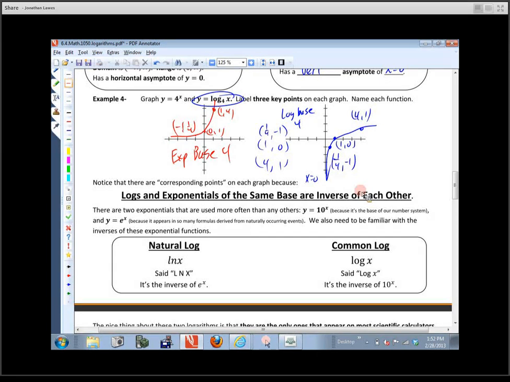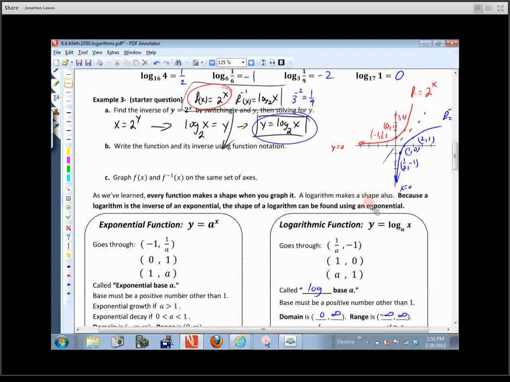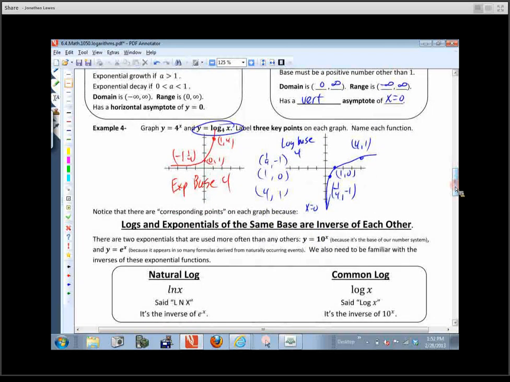Okay, as we've pointed out before, if we were to look at either one of these sets of graphs, they're reflections across the line y equals x. They're inverses of each other. So whether I've got exponential base 2 and log base 2, exponential base 4 and log base 4, those are inverses of each other. So this is huge. This gives us another way to do inverse operations. You know how to undo squaring, you take a square root. You know how to undo adding 3, you subtract 3. Those are inverse operations. So now we've got another set. Logs and exponentials of the same base are inverses of each other. They undo each other. Okay?